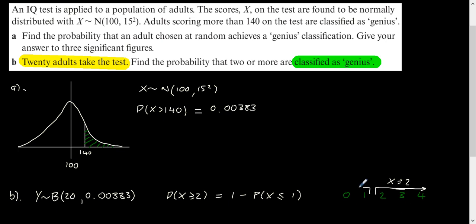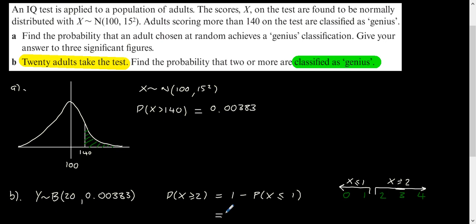Now, that means because the ClassWiz calculator only works with less than or equal to, we can find the probability of x is less than or equal to 1, take it away from 1, and we have the result that we're after. So what is this probability that x is greater than or equal to 2? Let's do it on the calculator very quickly.